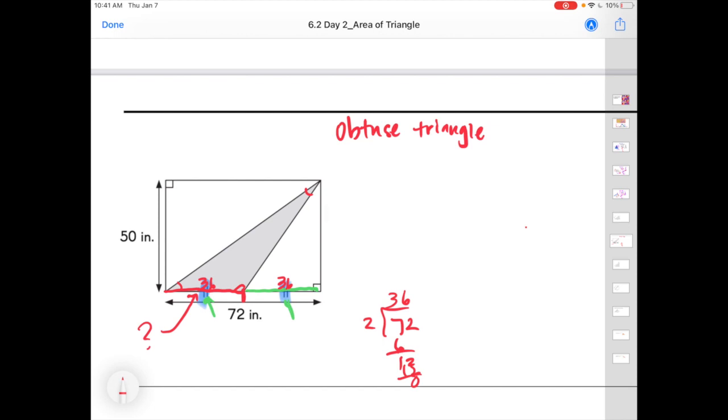And now we can use that information because now we know what the base is, we can see what the height is, and we can take half of that to find the area of this triangle. So do that now and then check.